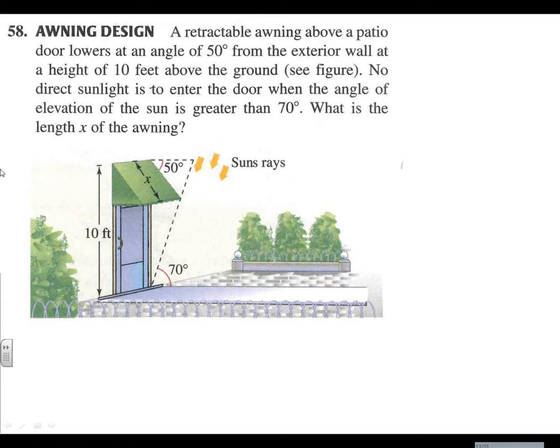Let's look at our awning design. A retractable awning above a patio door lowers at an angle of 50 degrees. So they show us our 50 degrees here, from the exterior wall at a height of 10 feet above the ground. So we've got our 10 feet here. And no direct sunlight is to enter the door when the angle of elevation of the sun is greater than 70 degrees. So when we have 70 degrees here, we need to figure out the length of the awning, x, necessary to create this situation.